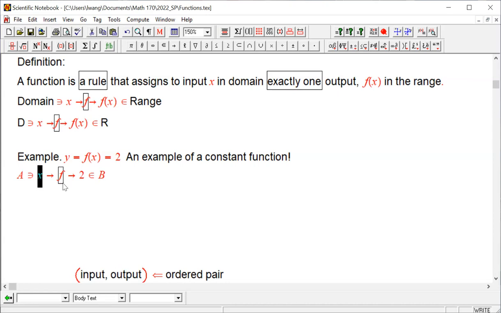Any number you give me as input, the rule applies to the input given and is going to produce 2. So f of x equals 2, no matter what the input is. So now the question is, what will be the domain, and what will be the range?